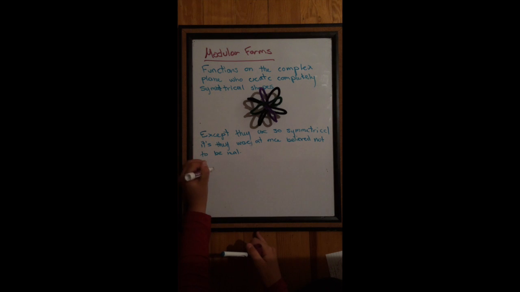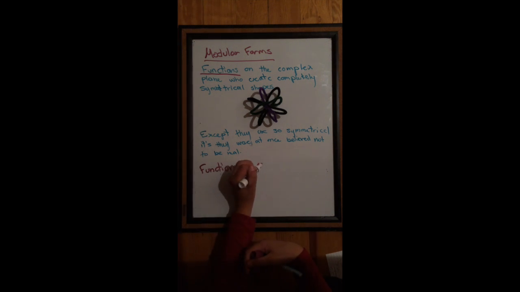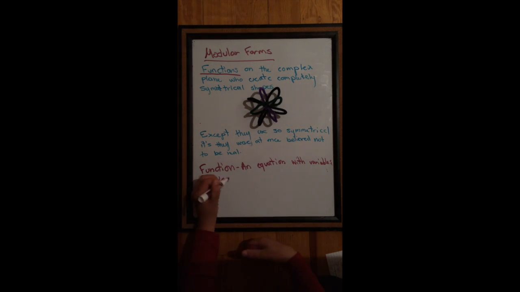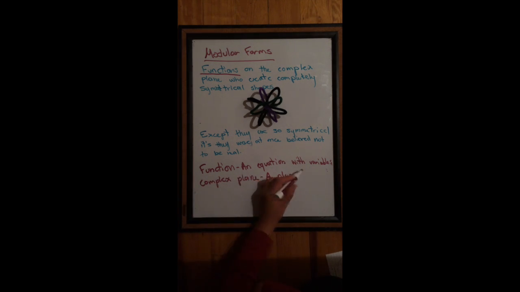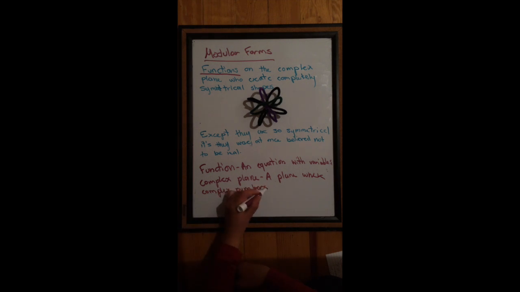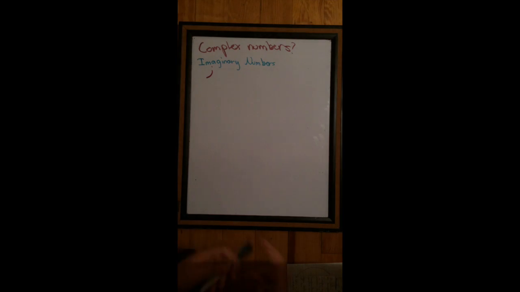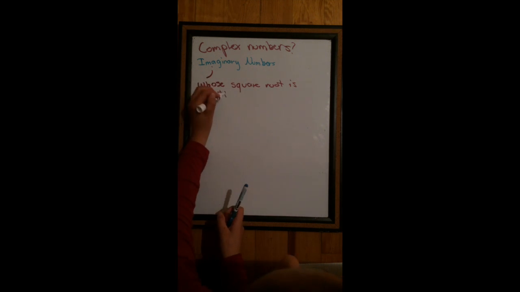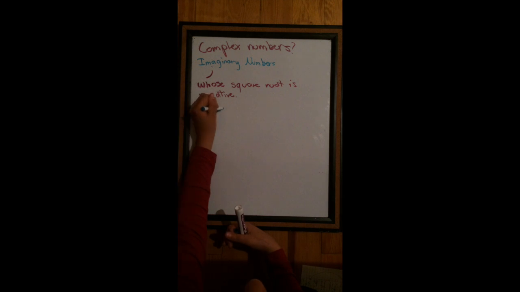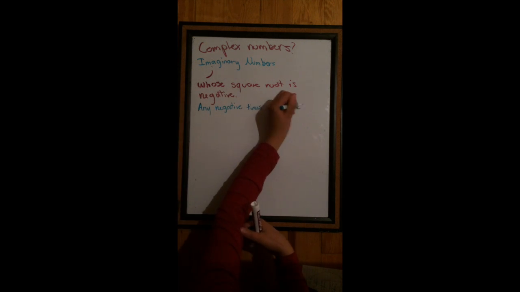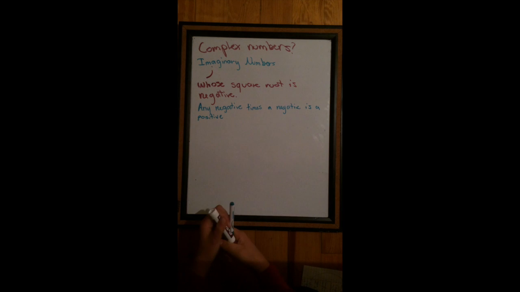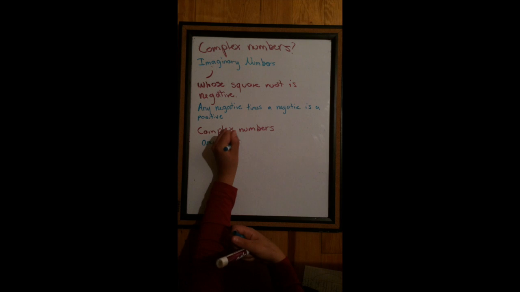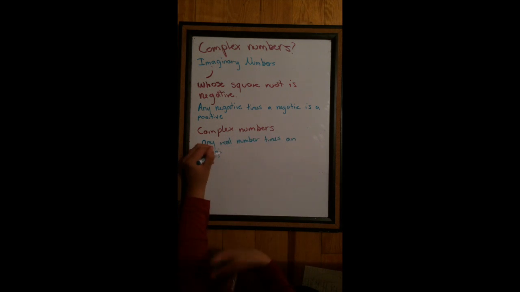So what is a function? It's basically just an equation with variables. And what is a complex plane? A plane where complex numbers lie. And last, what are complex numbers? They are imaginary numbers which are represented by the letter i. Imaginary numbers are numbers whose squares are negative, which is impossible because every negative times a negative is a positive. A complex number is an imaginary number that is in an equation with a real number.